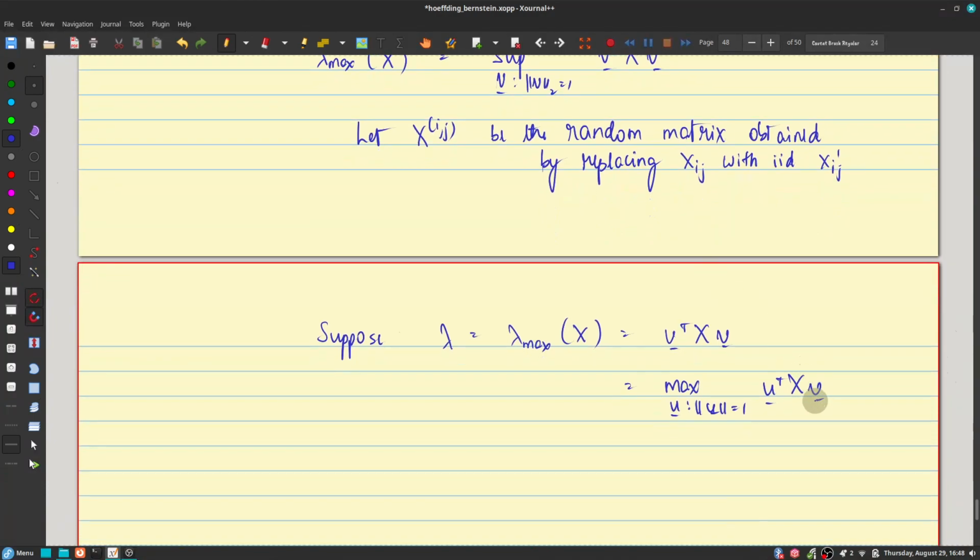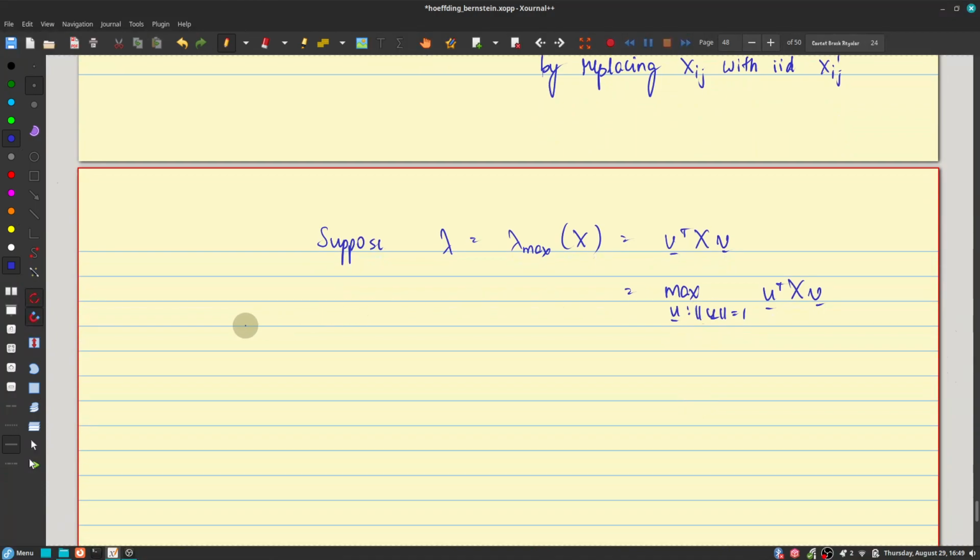Because here I'm specifically assuming that V is the eigenvector corresponding to lambda max. So X times V is nothing but lambda times V, and U transpose X V is maximized only when U equals V, if I'm maximizing over all unit norm vectors. The same thing if you replace V by U. I want to write this in this specific form. We'll see why. Okay.